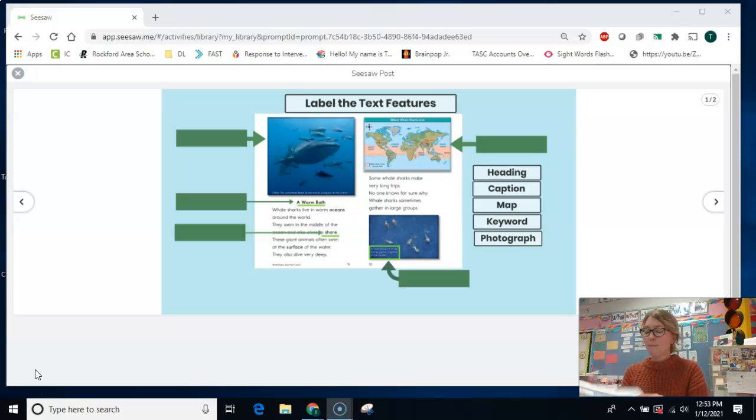So you can decide. We've done a lot of work this week on labeling text features and graphic features, so this is just one more practice for that. So let's go ahead. I'm going to read this for you.